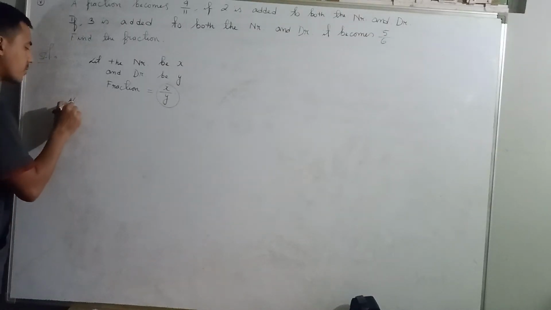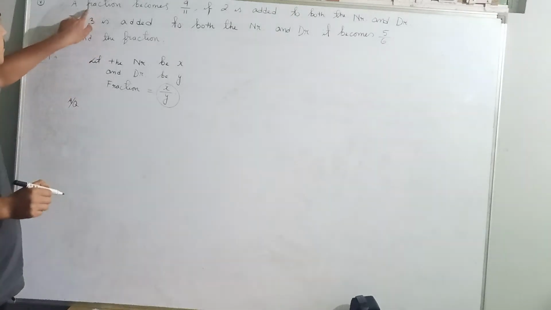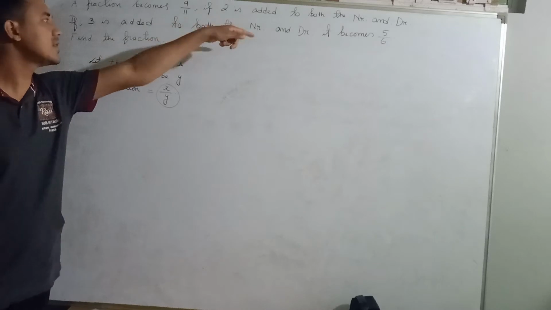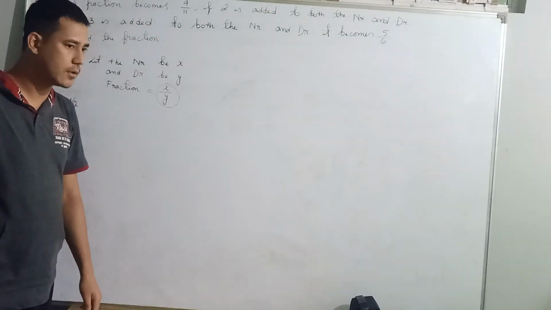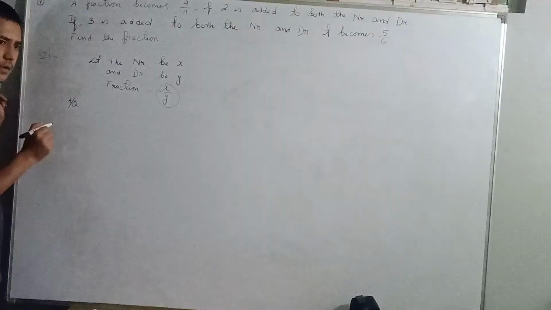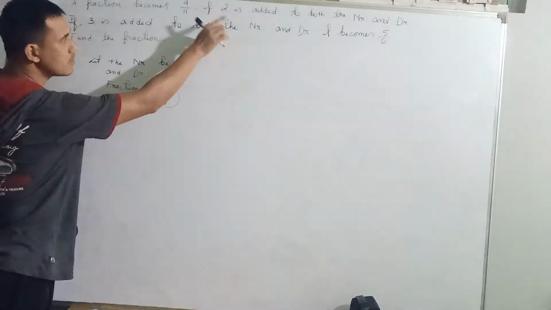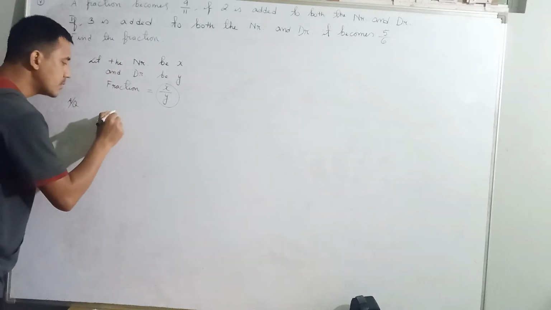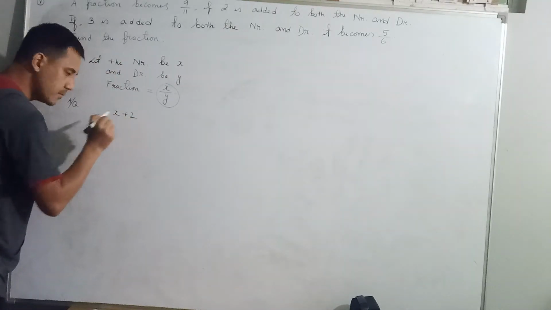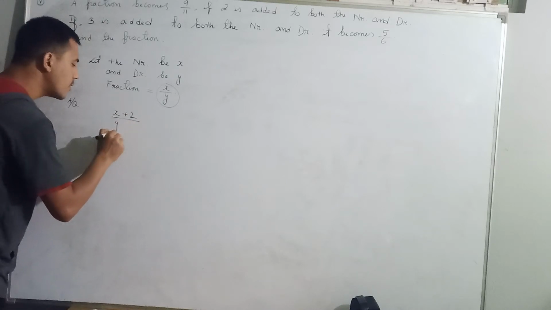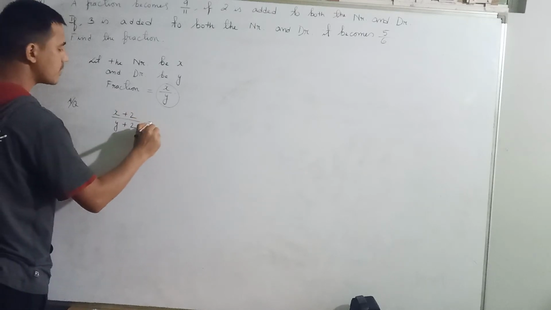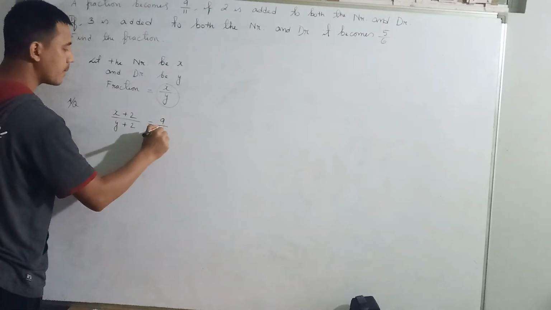Now, the first part of the question says, your fraction becomes 9 upon 11 if 2 is added to both the numerator and denominator. What is your numerator? x. Now you are going to add 2 to both the numerator and denominator, right? So your numerator is x, to the numerator we add 2, and to the denominator also we add 2. Then this entire fraction becomes 9 upon 11. That is the first condition.